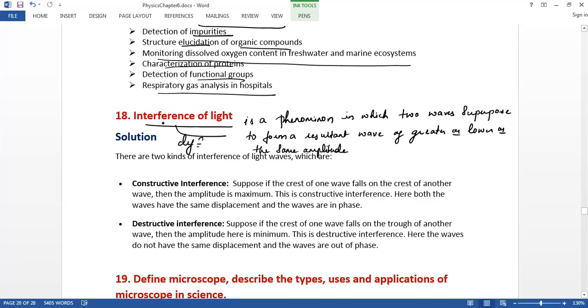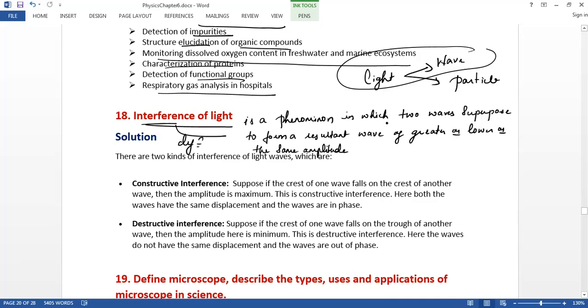This interference of light can be explained only if we consider light as a wave. As we have studied earlier, light has two natures: the first one is wave nature and the second one is particle nature. So interference can be explained by the wave nature of light. If you think of light as a wave, then only we can understand the interference of light.